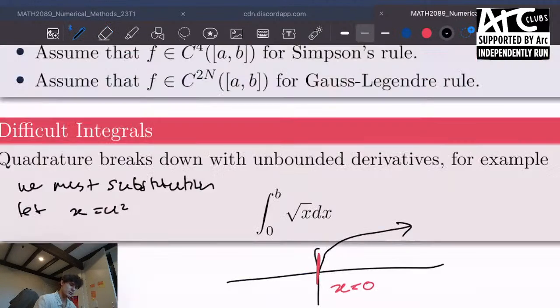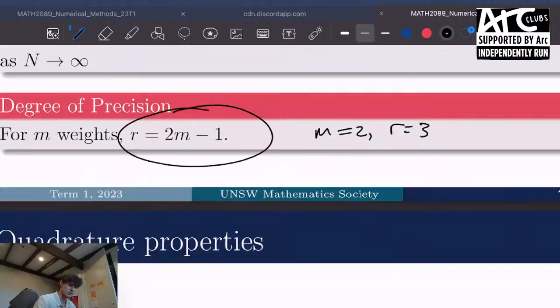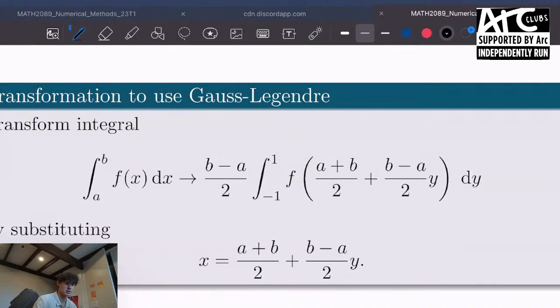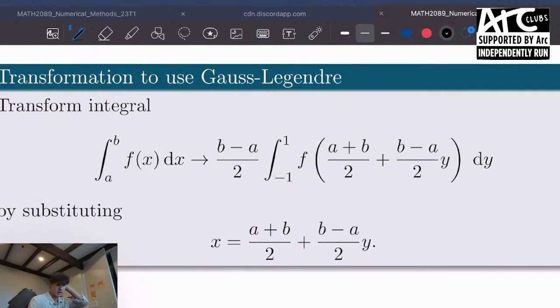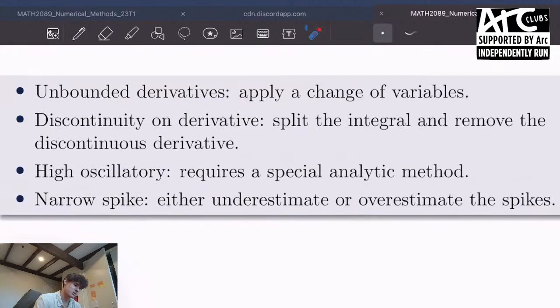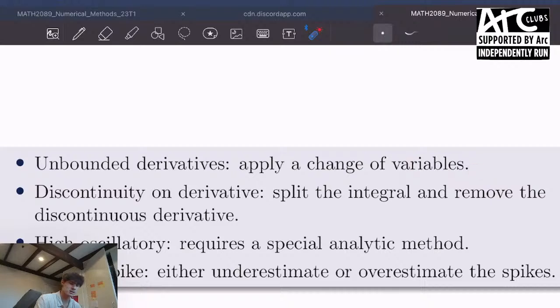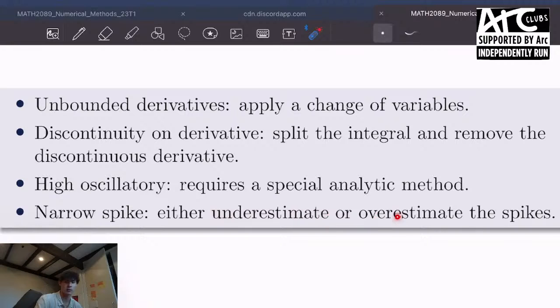and that will remove the error that we're getting from the unbounded derivatives. One thing to note is that Gaussian quadrature only works from -1 to 1. That's to do with the fact that we're finding those points using the Legendre polynomial. So we're going to have to perform a bunch of transformations if we want to use Gaussian quadrature. We have to perform this sort of substitution here to transform it. Now, some tips for difficult integrals. Unbounded derivatives: apply a change of variables. Discontinuity: we need to split the integral. If it's highly oscillatory, then we require a special analytic method. Narrow spike: we need to underestimate or overestimate the spike. These last two probably won't come up, but it's good to keep in mind.